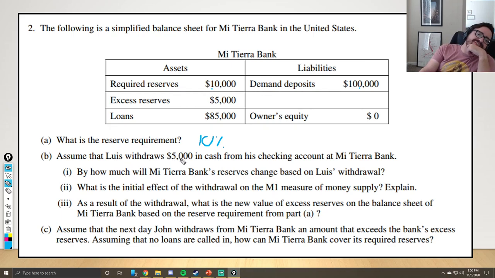Assume that Luis withdraws $5,000 in cash from his checking account at Meteor Bank. Okay. So he's taking $5,000 out. I'm not going to do it yet, but I'm going to be aware of that. By how much will Meteor Bank's reserves change based on Luis's withdrawal? Okay. This seems kind of tricky. The reason why is it doesn't say excess or required. It just says reserves, and that means the total reserves. Well, that's actually easy. He's withdrawing $5,000 from his checking account. Okay, the reserves are going to change by $5,000.